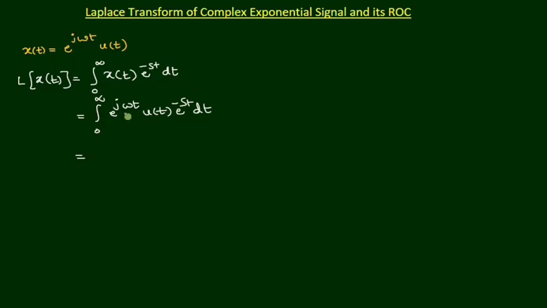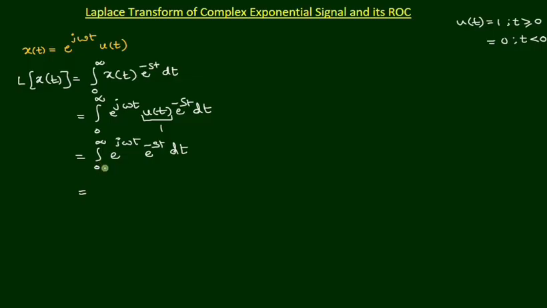In the limits 0 to infinity, the u of t value is 1. u of t is the unit step signal, whose value is 1 when t is greater than or equal to 0, and 0 when t is less than 0. Based on this definition of the unit step function, we write u of t as 1 within the limits 0 to infinity. Now the function simplifies as the integral over 0 to infinity e power j omega t into e power minus st dt.